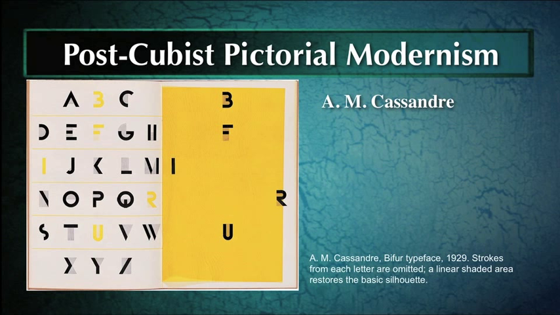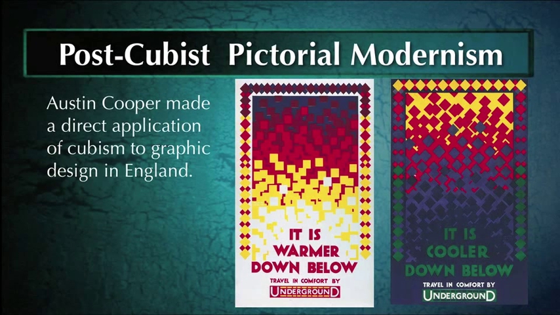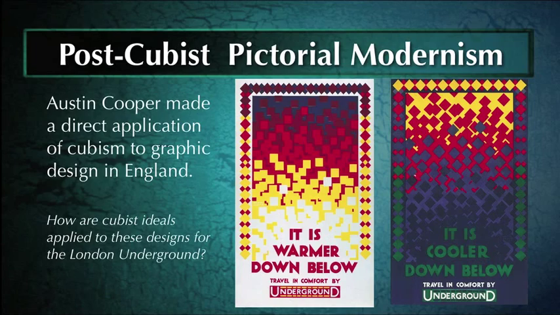The visual themes he tackled became part of the program at the Bauhaus School. By showing the way to a new visual vocabulary more adapted to mass communication, he had a hand in widening the rift between fine arts and graphic design. Austin Cooper made a direct application of cubism to graphic design in England. In these two posters for the London Underground, pure geometric shape and color are used to solve a communications problem. I want you to tell me how cubist ideals are applied to these designs for the London Underground.